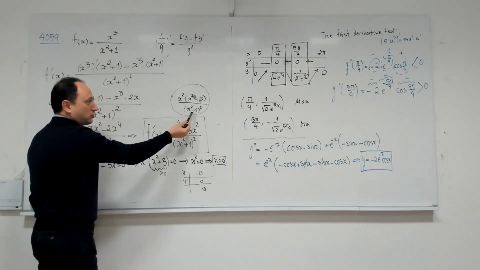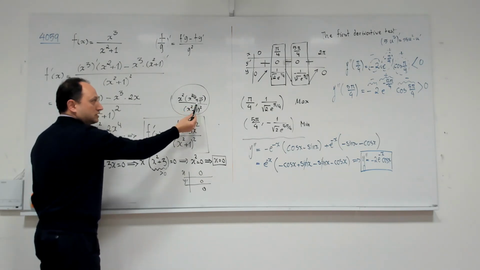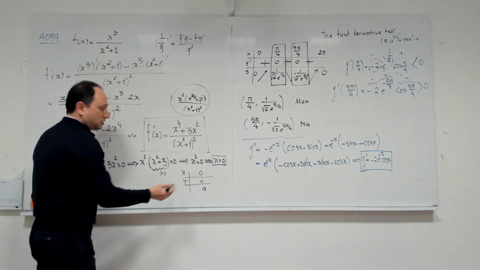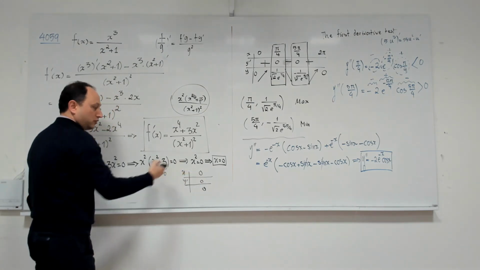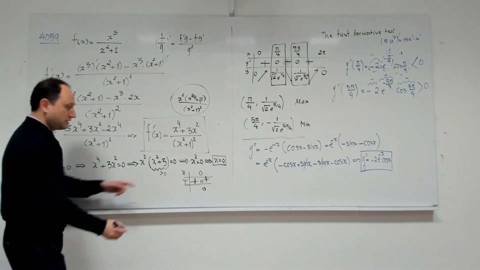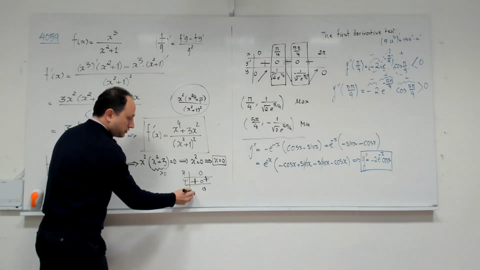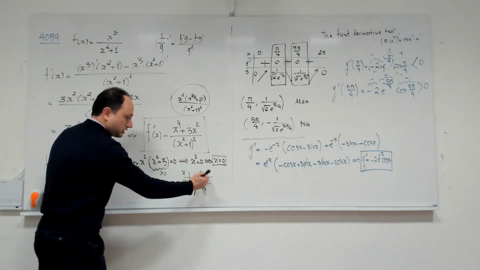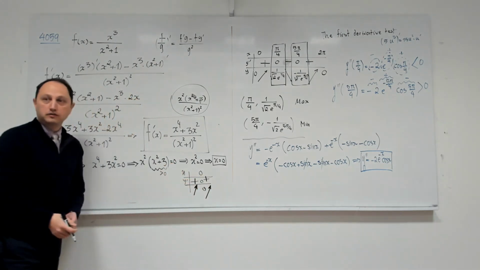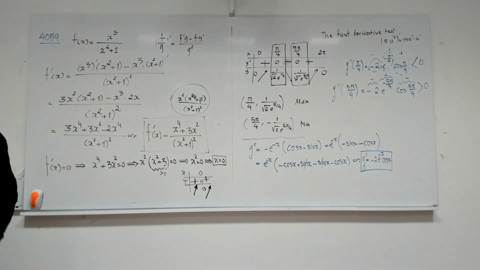Independent of my choice of x, the numerator is always positive. The denominator is also positive. So it doesn't matter if I am on the left-hand side or the right-hand side. This is positive and positive. So it means that the derivative is positive, so the function is increasing before 0. It continues to increase after 0 as well. So it means that this is a terrace point.